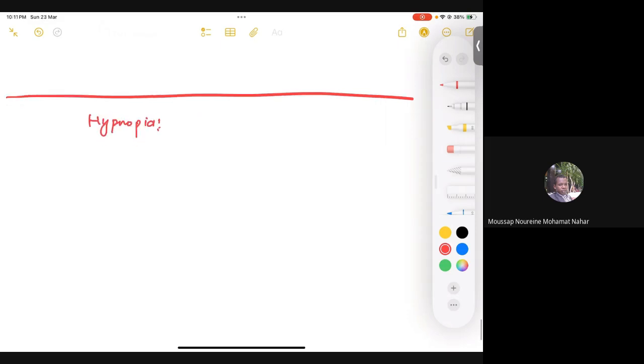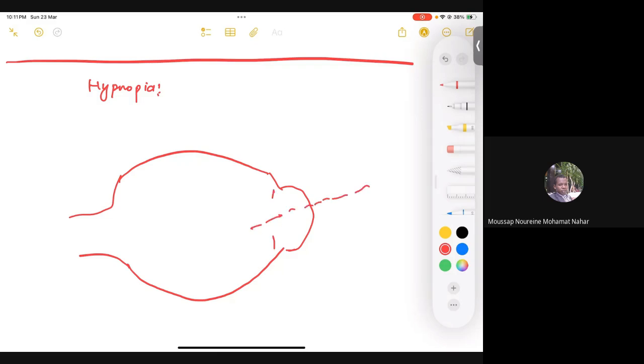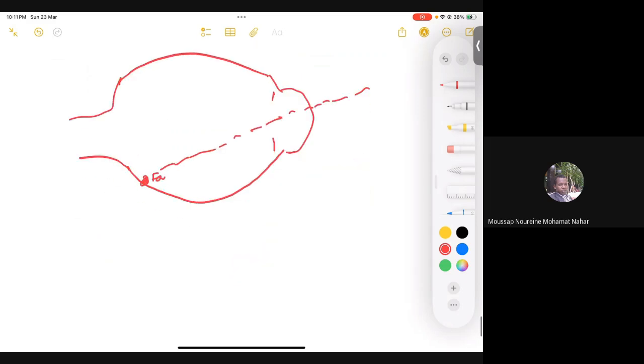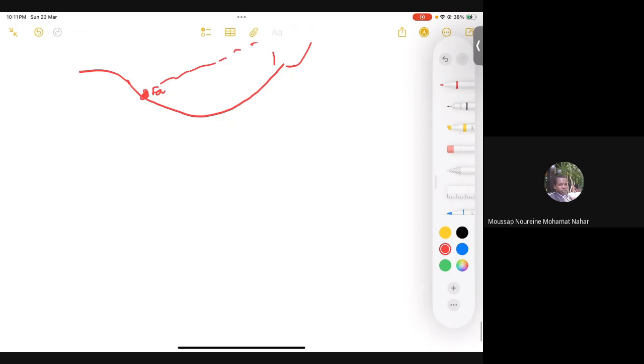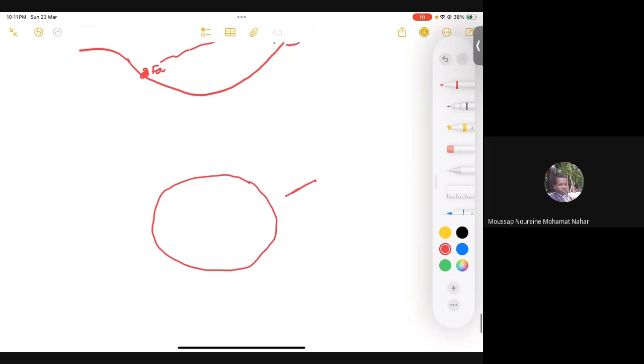So what happens in hyperopia? Remember, normally, if this is our eye, we have our cornea. We already know that if we have an image falling, it would just focus on the fovea, on the retina, specifically on the fovea of the retina, right? So what happens in hyperopia? In hyperopia, the eye is very small. The axis of the eye is very short. So now when the image is falling, it would just fall behind the retina, somewhere here. Why? Because now the eyeball is very short. Are you guys getting me?